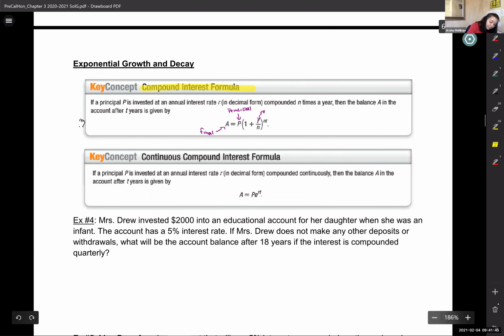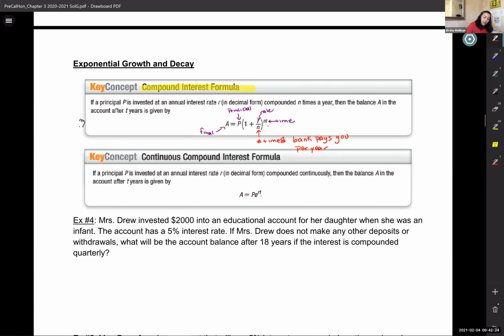R is rate. T is time. And N is the number of times the bank pays you per year. Okay? So if the account is such that you get interest paid quarterly, that's 4 times a year. So N is 4. Okay?